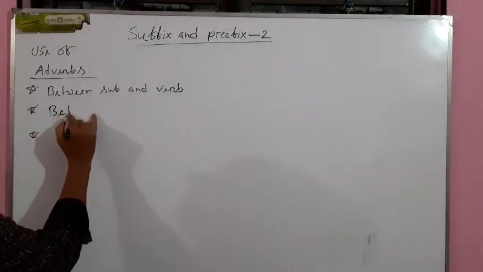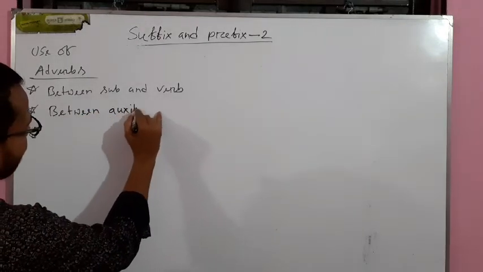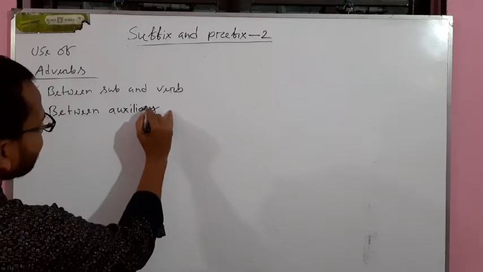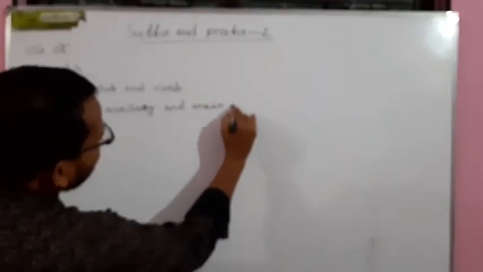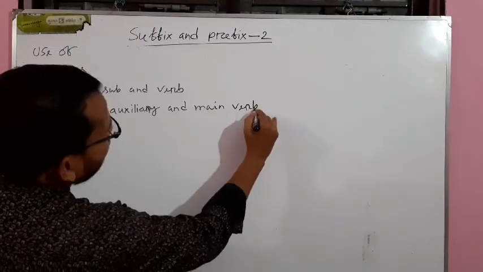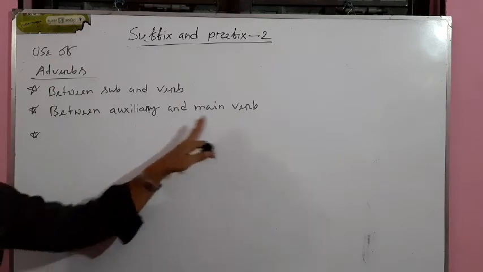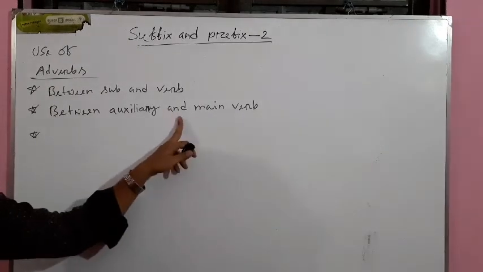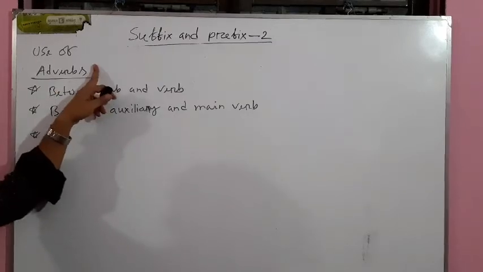Between auxiliary, A-U-X-I-L-I-A-R-Y, auxiliary and main verb. Between auxiliary and main verb. We will use an adverb between an auxiliary verb and main verb. In the middle of a main verb and an auxiliary verb, we will always use an adverb.